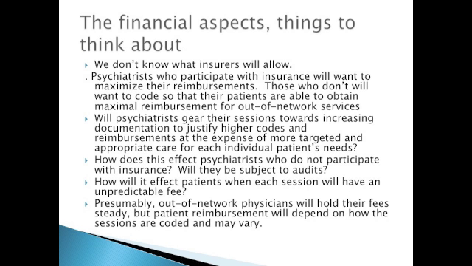So here's some financial things to think about. We don't know what insurers will allow. Psychiatrists who participate with insurance will want to maximize their reimbursements. Those who don't will want a code so that their patients are able to obtain maximum reimbursement for out-of-network services. Will psychiatrists gear their sessions towards increasing documentation to justify higher codes and reimbursements at the expense of more targeted and appropriate care for each individual patient's needs?